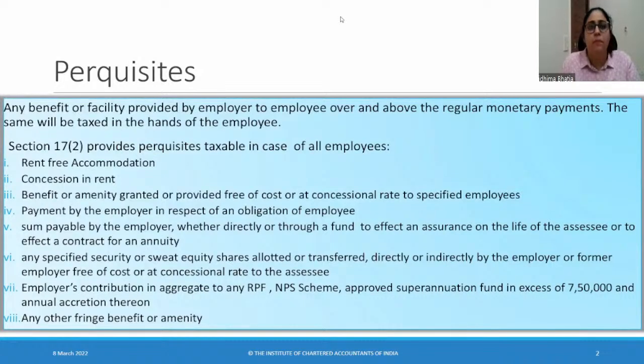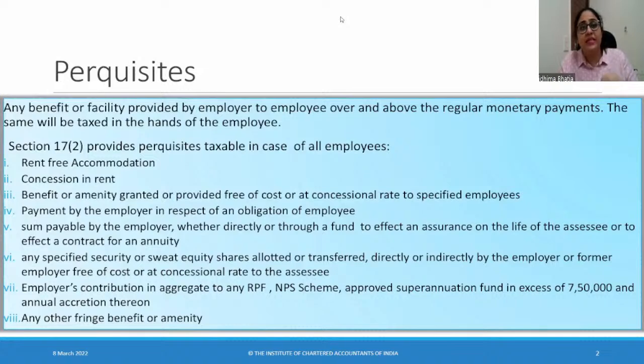Concession in rent, meaning they have given you accommodation of say 50,000 rupees, and they have given you a concession. Okay, you give 30,000, so 20,000 would be a perk, obviously subject to the valuation. Any specific amenities or benefits which are given free of cost or at a concessional rate.